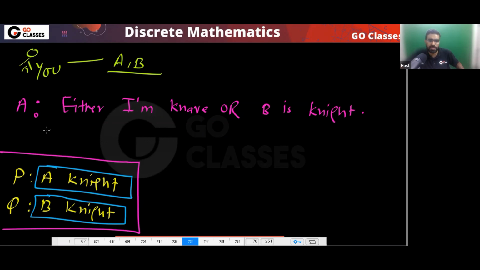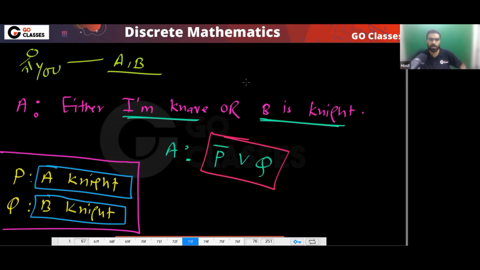So tell me what A is saying basically. A is saying that I am knave or B is knight. So he is basically saying P bar or Q.